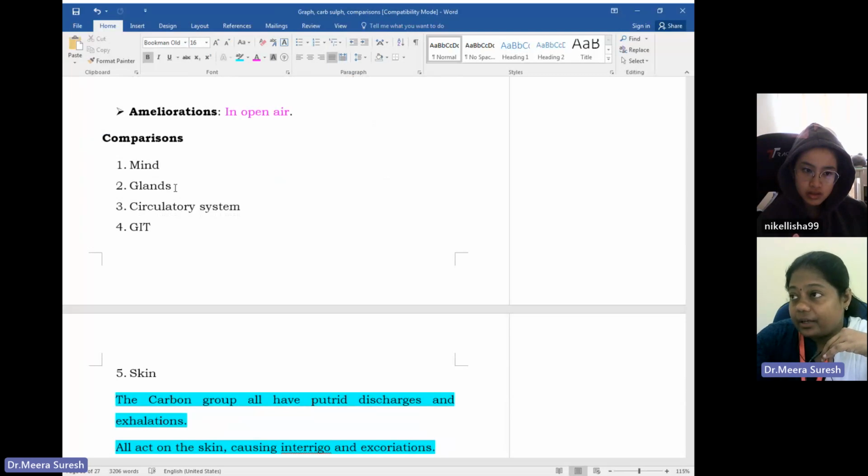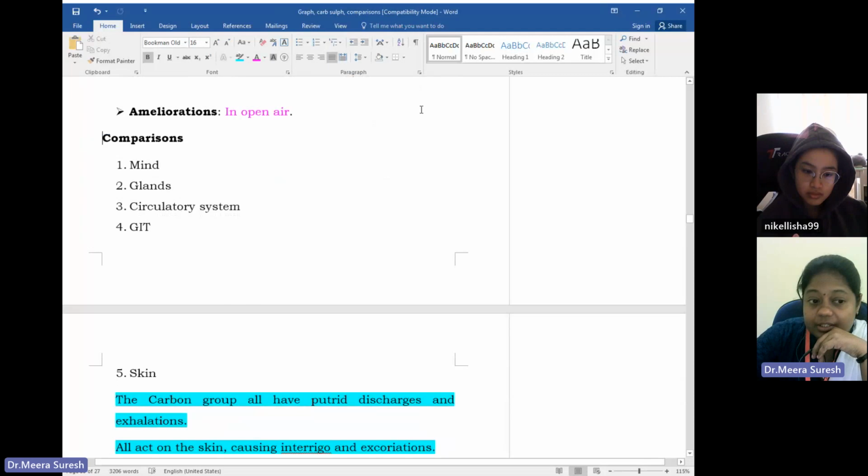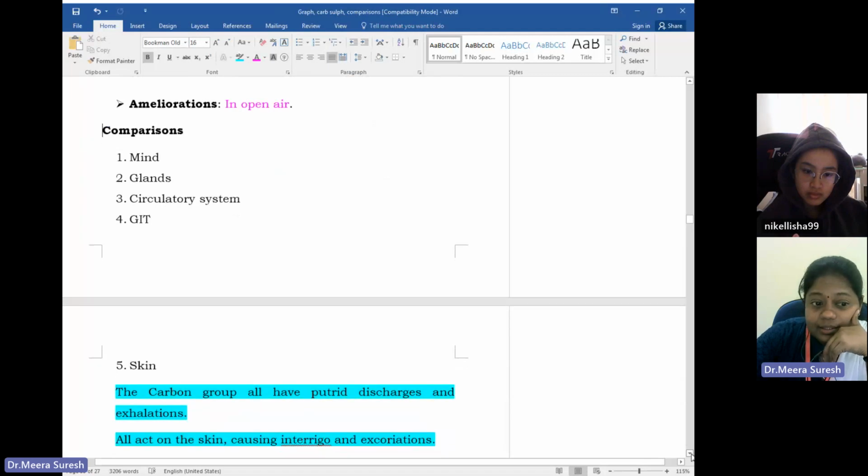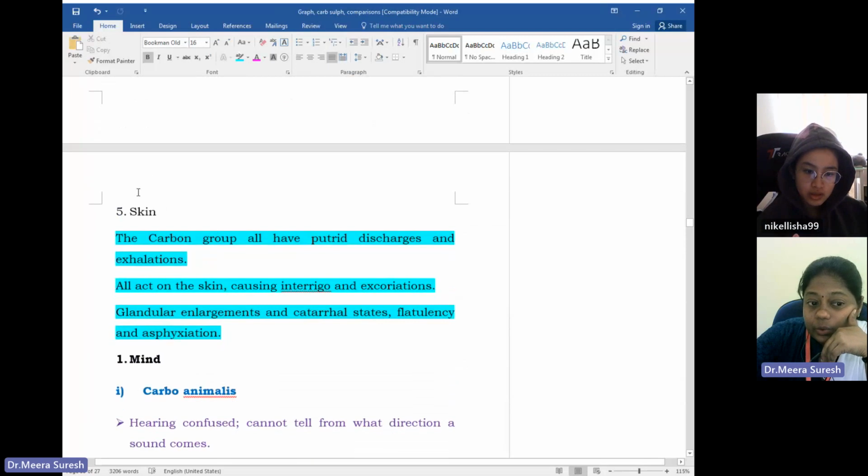And in the glance itself, I have considered the male and female symptoms. I didn't separate them out. I took them together. Even the throat complaints, I put everything in glance. Then circulatory system, because this is a medicine that mainly acts on all the veins, the venous congestion. Then GIT, because carbo veg and graphitis are very important in GIT complaints. And finally skin, especially because of graphitis. So these are the five spheres where we will be comparing these five remedies.